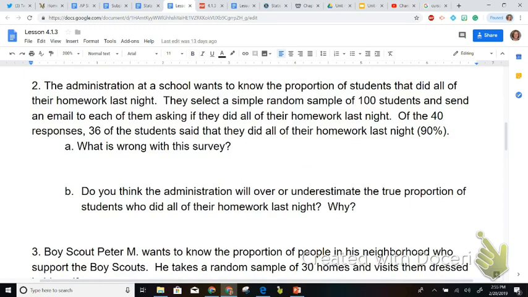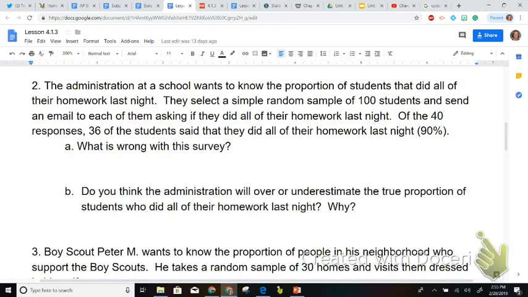Here's another example. The administration at a school wants to know the proportion of students that did all of their homework last night. They selected a simple random sample of 100 students and sent an email to each of them asking if they did all of their homework last night. Of the 40 responses, 36 of the students said that they did all of their homework last night, about 90%. What's wrong with this survey? Do you think that the administration will get an overestimate or an underestimate of the true proportion of students that actually did their homework? So there's two things wrong with this survey.